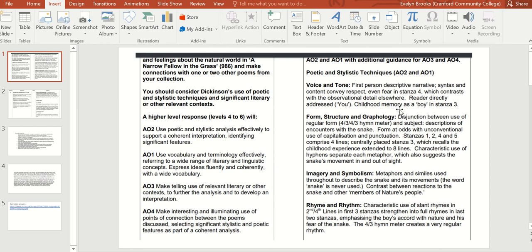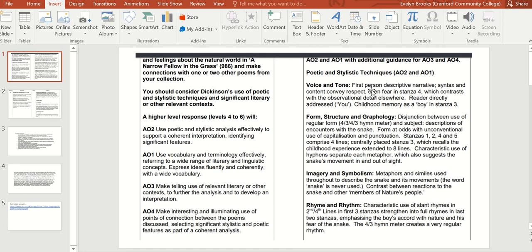So, focusing on thoughts and feelings about the natural world and "A Narrow Fellow in the Grass". This was the 2017 exam question. I know that some of you have asked about what the exam questions are likely to be. And this is what the exam board have said about your answer. So that you're going to use poetic and stylistic analysis effectively, use vocabulary and terminology effectively, make appropriate use of relevant literary or other contexts, make interesting and illuminating use of points of connection.